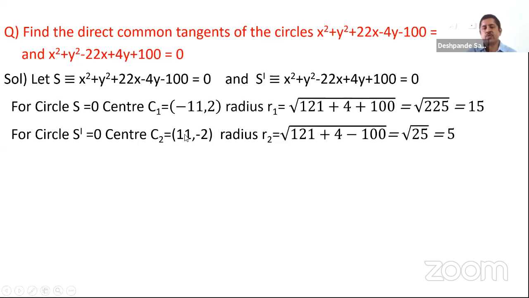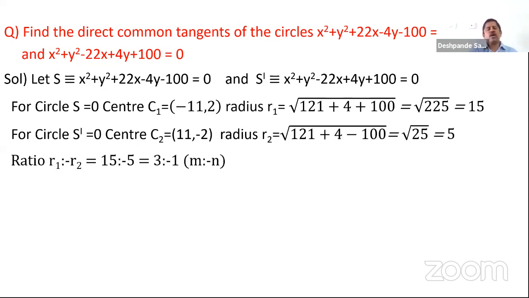Square this to get the radius: 121, square this, 4, 121 plus 4, and you have a plus 100 c value here, so you get minus 100. When you have a plus here, you get a minus; when you have a minus here, you get a plus. So 121 plus 4 minus 100, the square root of 25. 121 plus 4 is 125, 125 minus 100 is 25, and the square root of 25 is 5. So you have radius R1 and radius R2.